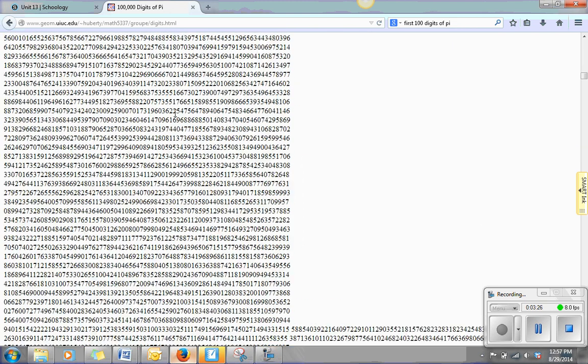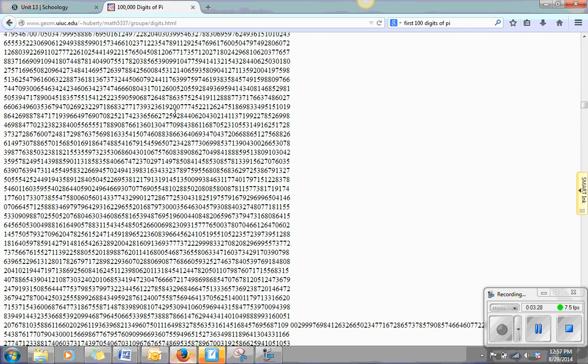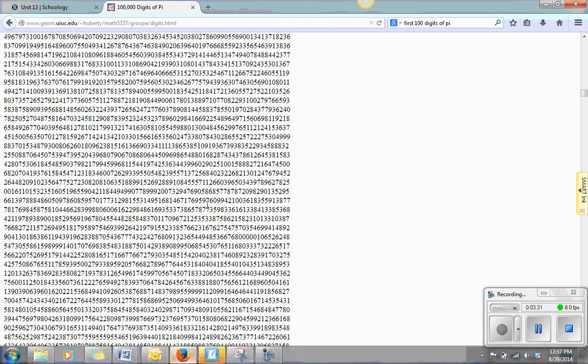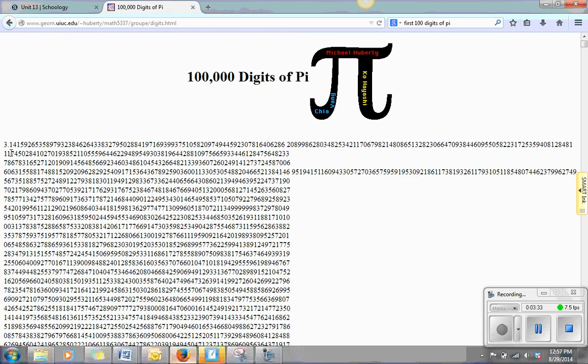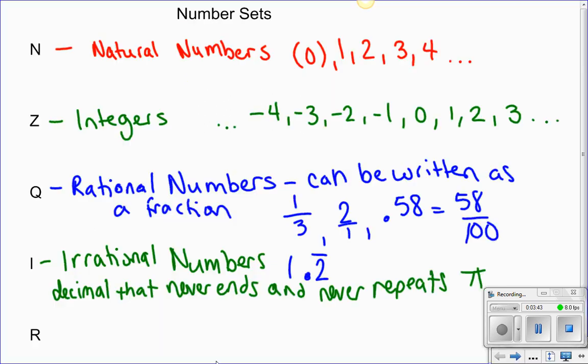Yeah, and I was wrong when I said repeats. Pi doesn't repeat. The digits don't repeat. So it's a decimal, it never ends, and the digits never repeat. They just go on and on and on forever after the decimal place. So pi is an irrational number.